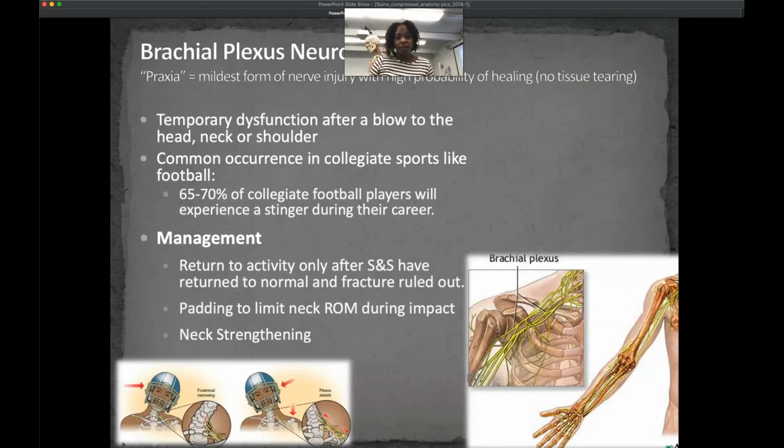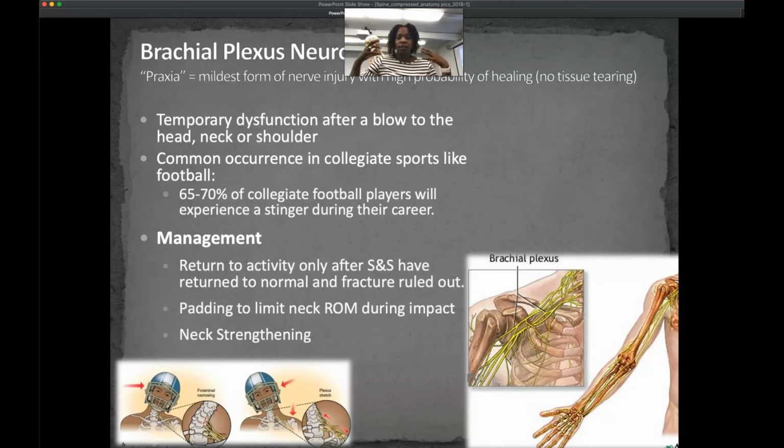It's common in collegiate sports, in particular in football. What we know is about 65 to 70% of football players will experience at least one stinger during their career, which means you're going to be evaluating tons of them. So in terms of return to play, it's exactly what I said: return to play after the symptoms have subsided. Make sure that you're ruling out a fracture to the radius, ulna, or humerus, and rule out a shoulder dislocation, right? Because a lot of times shoulder dislocations will have similar signs and symptoms.